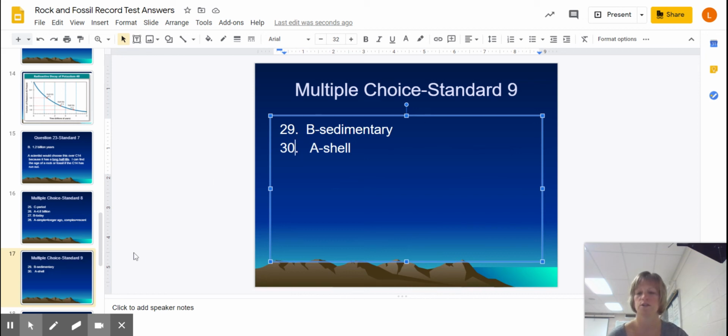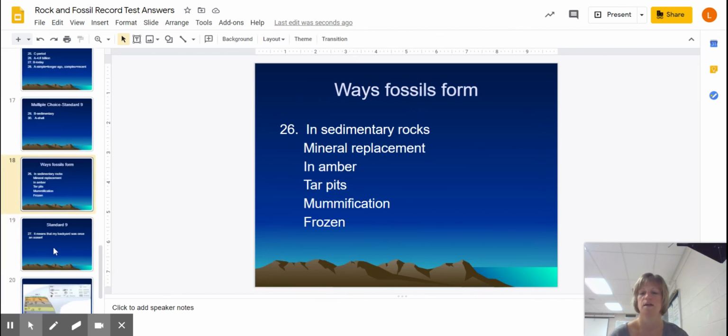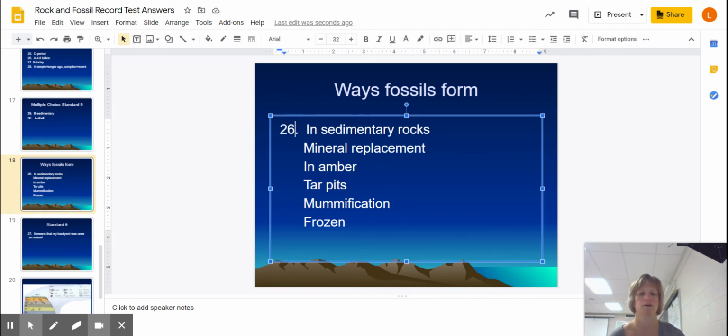Okay, now question 31 asks you, from the 6 ways, to pick 3 ways that fossils can form. And I do not care which ones you pick, but here's our list. And this happens to be in order from most common to most rare.